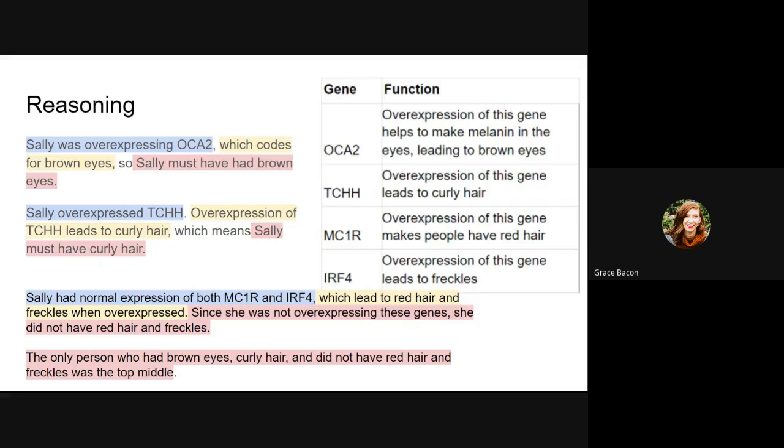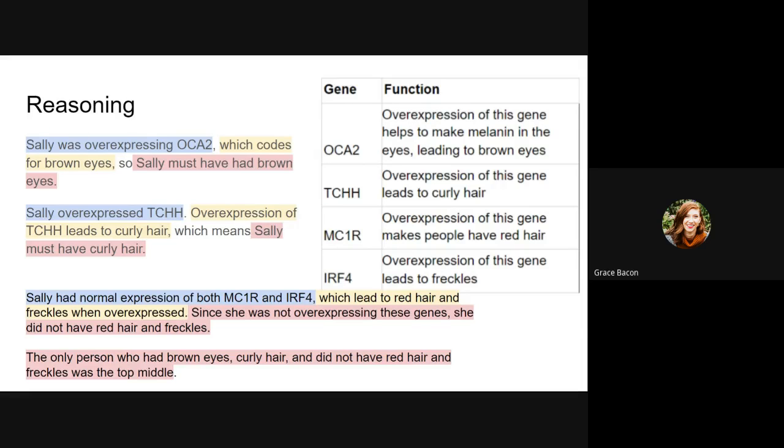Next, Sally overexpressed TCHH. Overexpression of TCHH leads to curly hair, which means Sally must have curly hair. Next, Sally had normal expression of both MC1R and IRF4, which leads to red hair and freckles when they are overexpressed. So we're saying if they were overexpressed, then they would give her red hair and freckles. But since she was not overexpressing these genes, she did not have red hair and freckles.